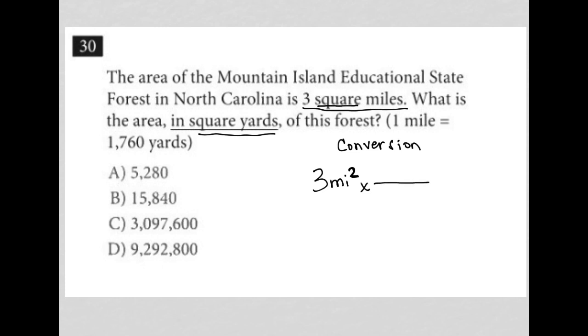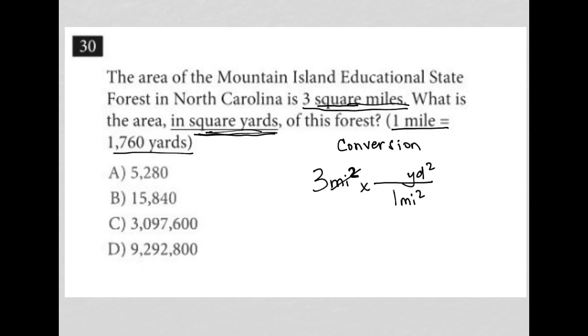So I'm going to use this conversion factor that they gave me, but I have to square them, right? They gave me the relationship between miles and yards, but I want to convert from square miles to square yards, so I have to be very careful. So the unit that I want to cross out is miles squared, which means I have to get miles squared down here. The unit that I want to introduce is yards squared. So that means I need to have yards squared here.